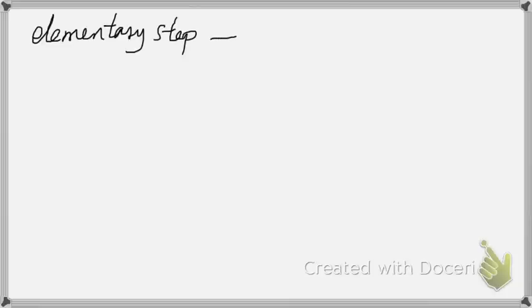So what we just described is one elementary step. Elementary step is one that involves only one transition state. It's one concerted reaction that involves bond forming, bond breaking taking place at the same time. Okay?